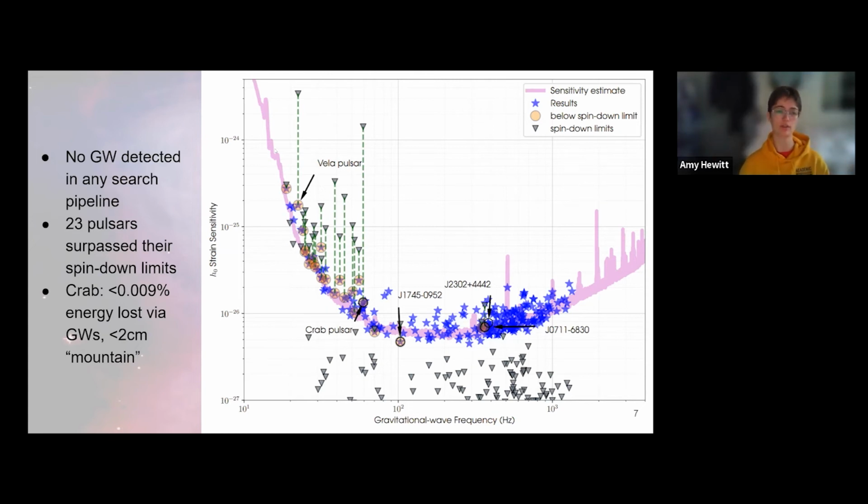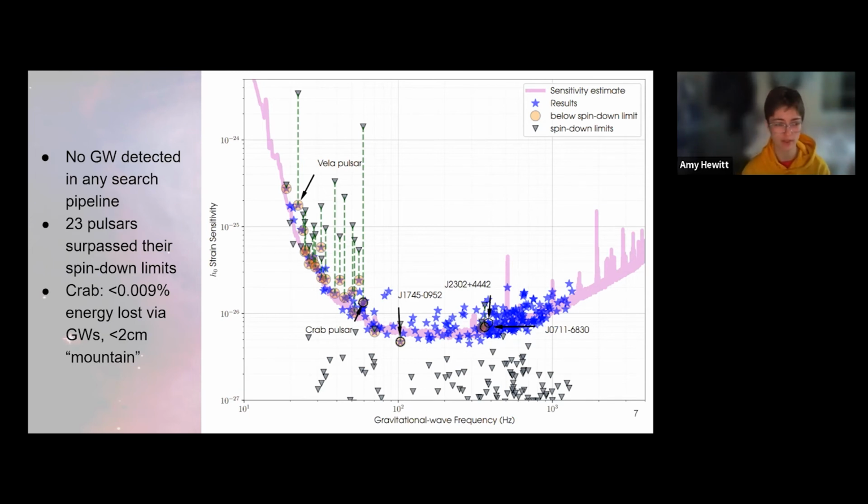So 23 pulsars surpassed their spin down limit. So this means that we're now saying we've learned something new. We know it's less than this slightly smaller number. If we look at the Crab pulsar specifically, it had a spin down ratio of 0.009%, which means that we can say that less than that percentage of its spin down energy is going into gravitational waves. So the vast majority of its energy loss is through other means, which is what we'd expect, really.